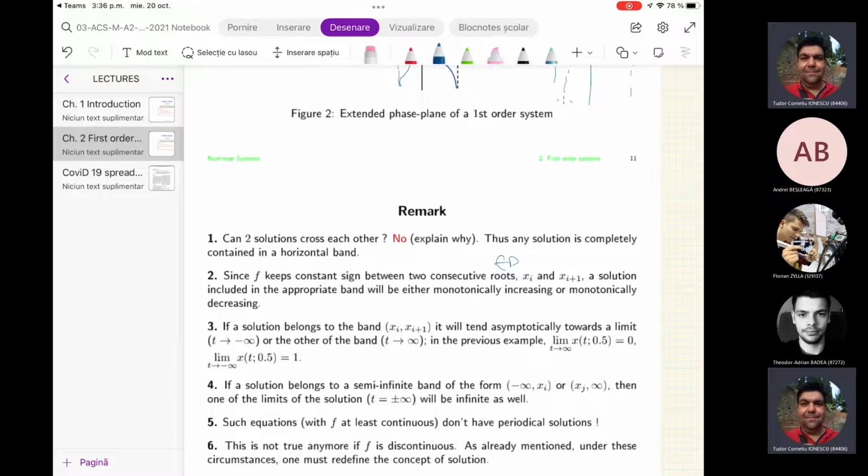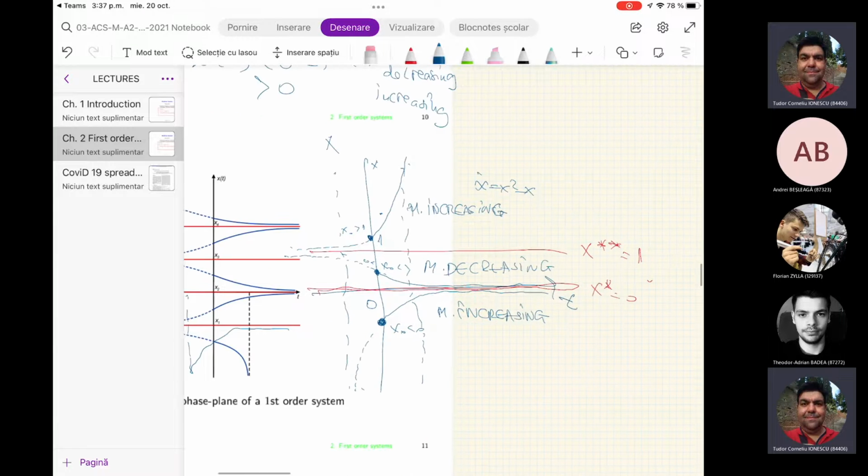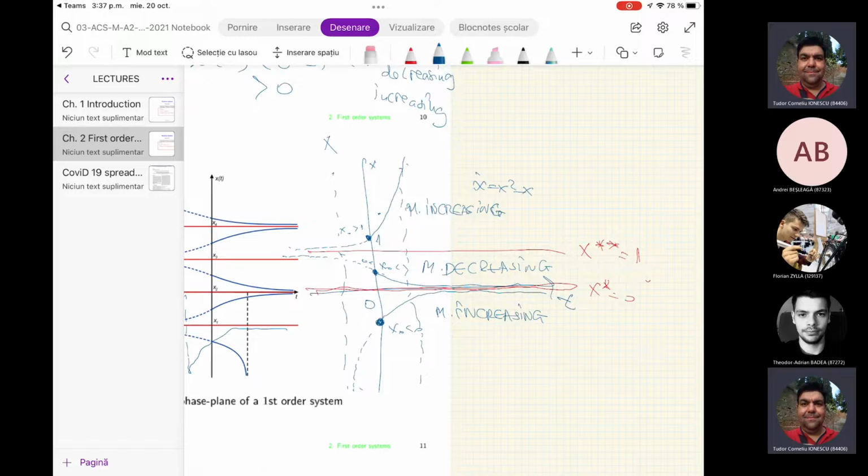Good. If a solution belongs to the band between two consecutive equilibrium points x_i and x_{i+1}, it will asymptotically go towards one of them and asymptotically leave one of them. It will tend asymptotically towards a limit or the other of the band, okay? You saw that. Look, this guy is always increasingly going, especially between 0 and 1. So this is between 0 and minus infinity. This is between 1 and infinity.